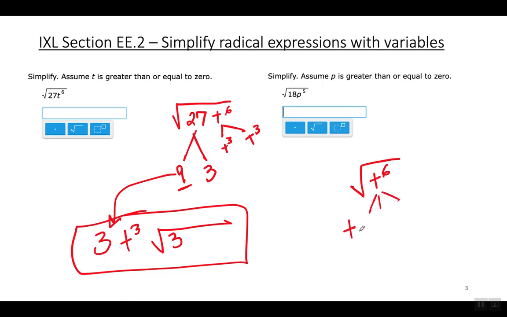This means t times t times t times t times t times t. If anybody's not paying attention, they're going to be like, what? What is he doing? All right, so that's what t to the 6th power means. So again, if it appears twice, you take one of them outside the radical sign.